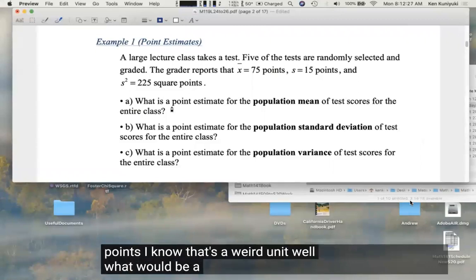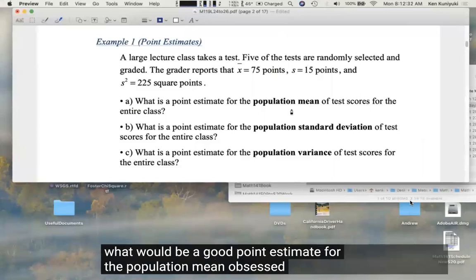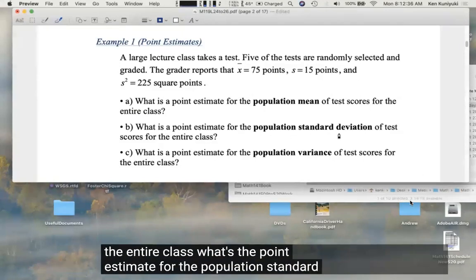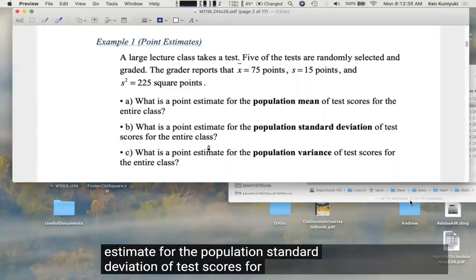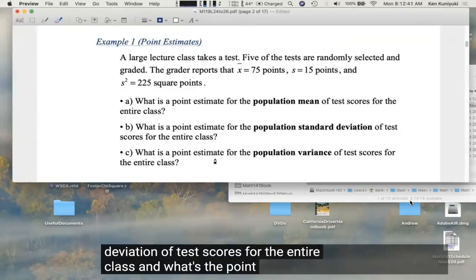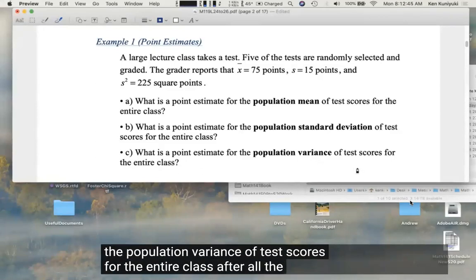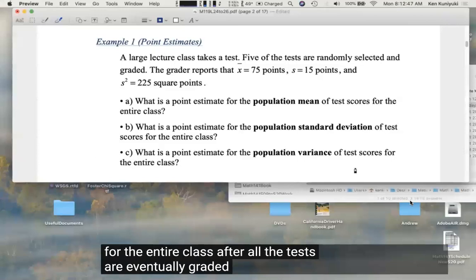Well, what would be a good point estimate for the population mean of test scores for the entire class? What's a point estimate for the population standard deviation of test scores for the entire class? And what's a point estimate for the population variance of test scores for the entire class after all the tests are eventually graded?